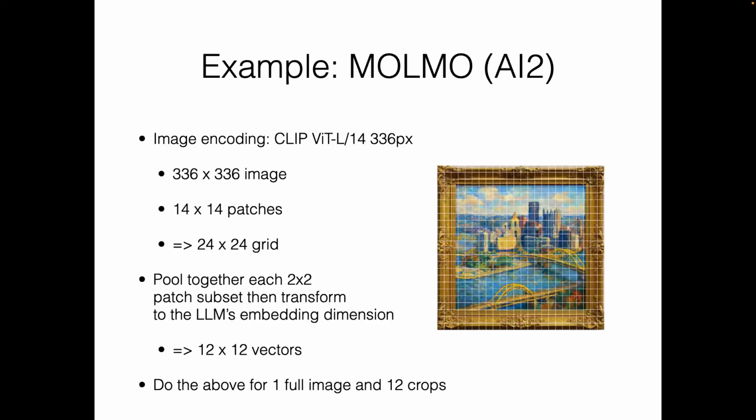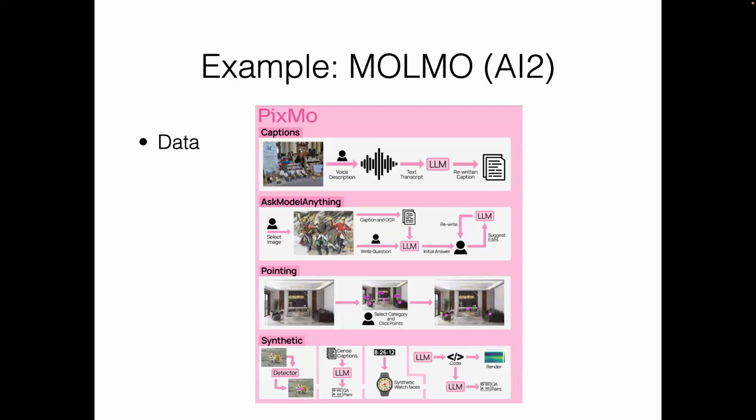And then, yeah, they use the full image and then 12 different kinds of crops. And then they talk a lot about the different data that they collect. So they collect this kind of captioning data. I guess here they had, I think, human annotators generate some of it. So they might have someone just talk about an image. Maybe it's easier to talk about an image than write about it, something like that. And then they turn it into a transcript. And then you can reformat it with an LLM so that it's nicely worded.